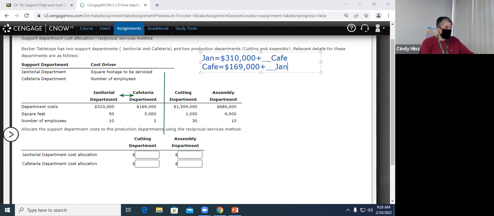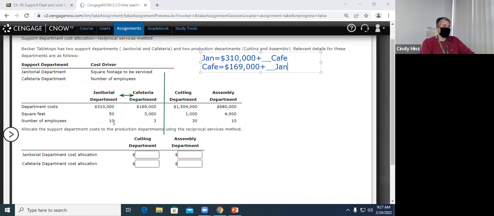So the janitorial department, we're told, is going to be allocated based on square footage to be serviced. That makes sense. The more space there is, the more time, the more cost it's going to be to clean it, to keep it sanitary, whatever. So we're looking for what portion of the janitorial cost is used by the cafeteria. So let's look at the square footage for the cafeteria along with the cutting and assembly department. And I don't want to finalize what I have written on the screen yet, so I'm just going to talk this through.